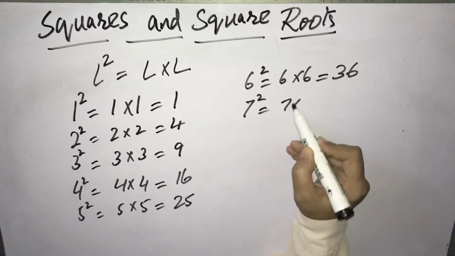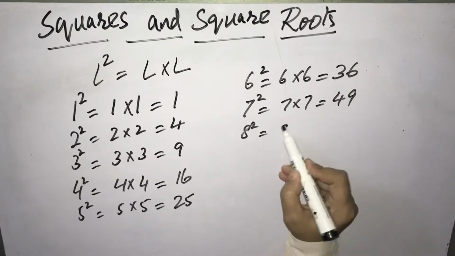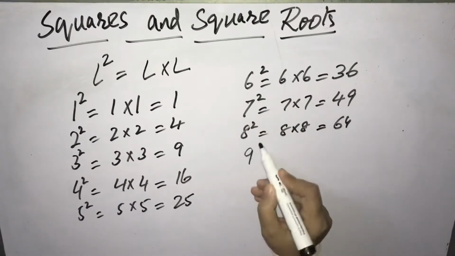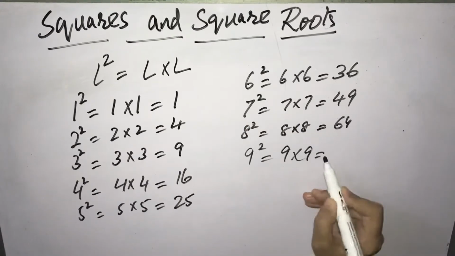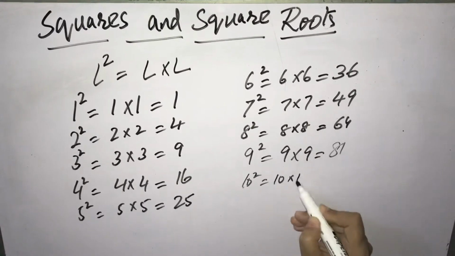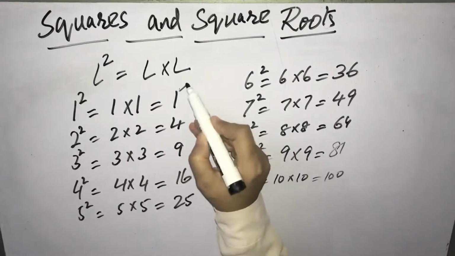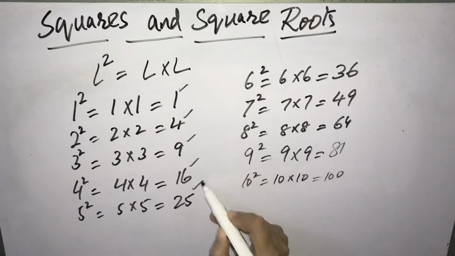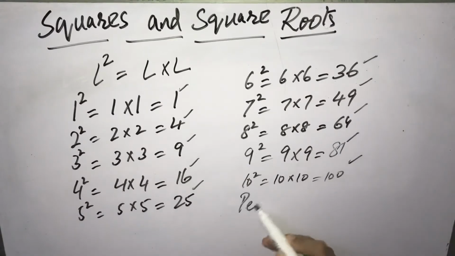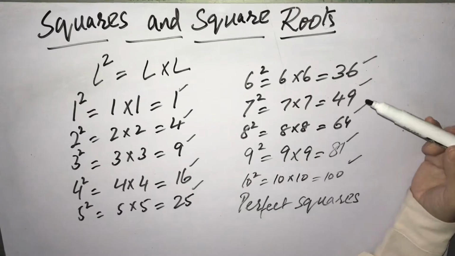7 square, answer is 49. 8 square, answer is 64. 9 square, answer is 81. 10 square, answer is 100. Now these numbers are squares, or we say that these are perfect squares. Perfect squares are basically the square of some number.